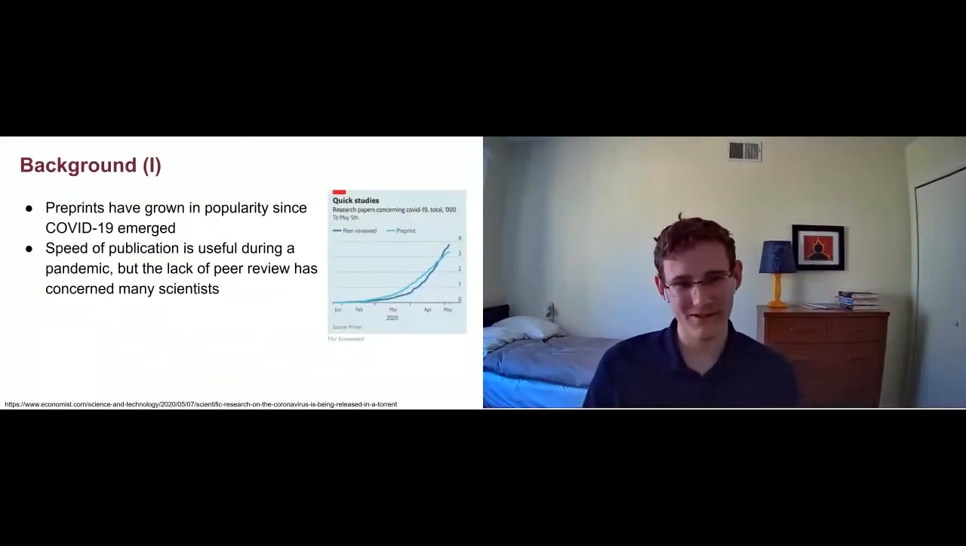So for some background, we've seen preprints grow in popularity since COVID-19 first emerged. And as you can see in this graph on the right here, preprints are published at about the same rate as peer-reviewed papers, especially early on when they were actually published at a higher rate than peer-reviewed papers. So we're seeing that speed of publication is really useful during the pandemic, but the lack of peer review of preprints has been concerning for a lot of scientists.